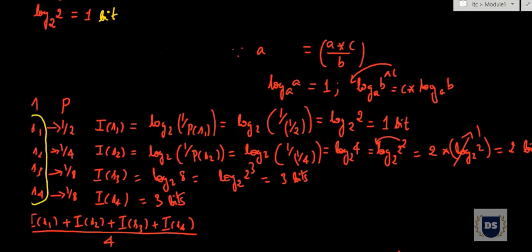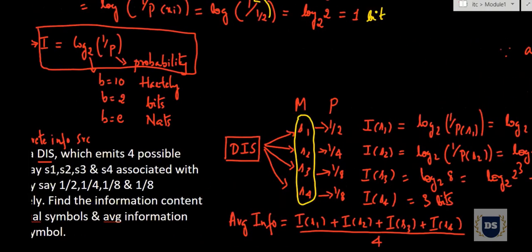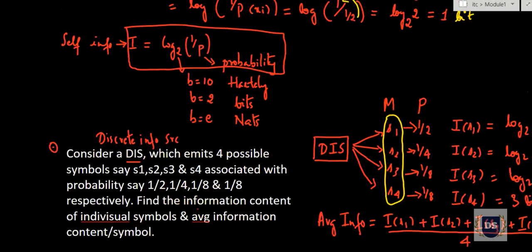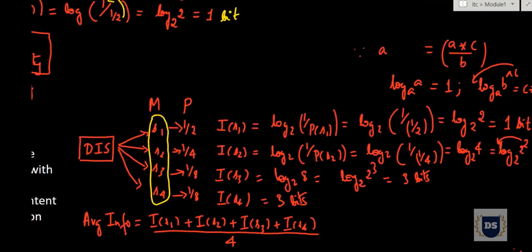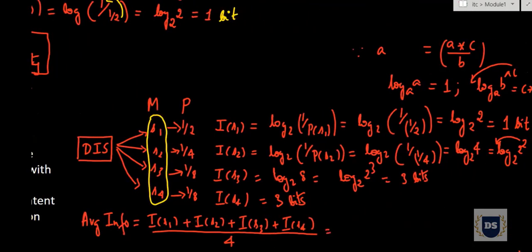So finally, right now we are done with finding information content of individual symbols. Now we got to find out average information content per symbol, which can be got by substituting all the values of I of S1, I of S2, I of S3, and I of S4 in this formula. So I of S1 is 1 bit plus I of S2 is 2 bits plus I of S3 is 3 bits, I of S4 is again 3 bits. This entire thing is whole divided by 4 in order to find out the average information.